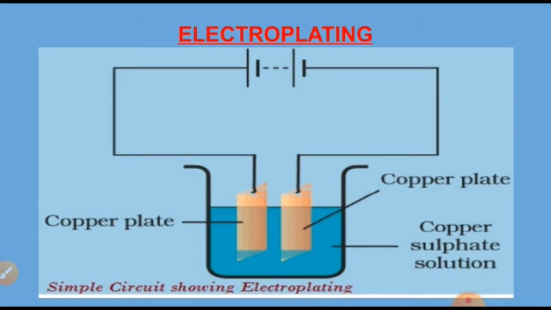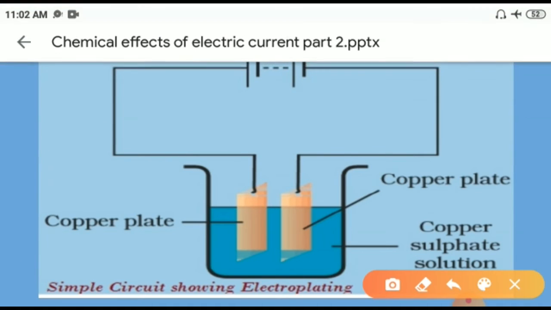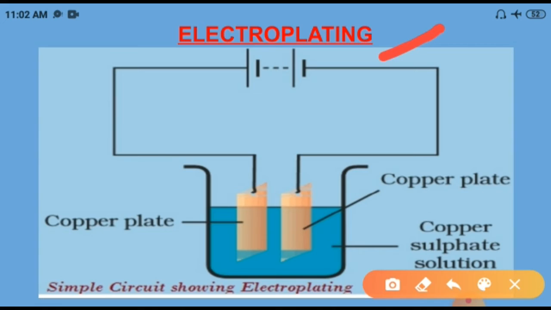Well, let us try doing it ourselves. Let us do one activity. So this is electroplating. What is electroplating? Electroplating is nothing but a layer of one metal being deposited on top of another. Here we have to take two copper plates. These are the two copper plates.